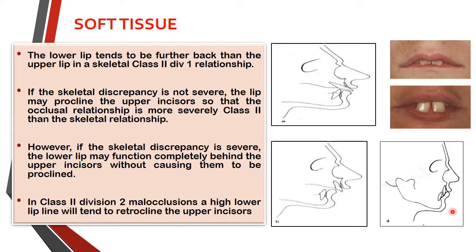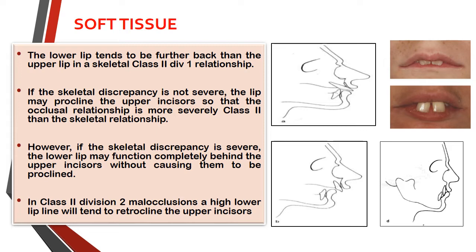For the Class II Division 2 skeletal relationship, as we said, the skeletal relationship is milder and the patient will have a decreased lower anterior facial height, so the lower lip will be higher than usual. It will cover more than the normal one-third coverage of the upper incisors. So they are going to have more effect on the upper centrals and they are going to retrocline them.